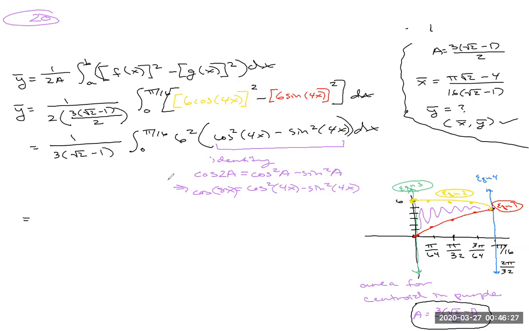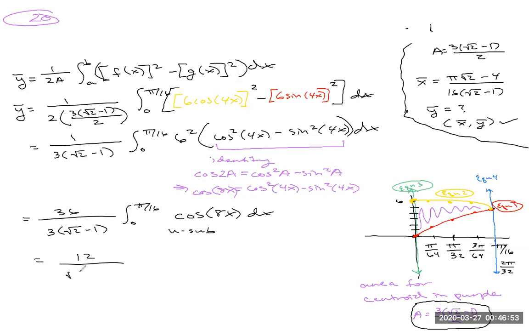All right, so we have 36 that comes out divided by 3 root 2 minus 1. And then we have the integral from 0 to pi over 16 of cosine of 8x dx. We can use a u sub here. And we can simplify 36 over 3. So this integral turns into 1 over 8 sine 8x from 0 to pi over 16. Eight can come out. It's going to cancel down with the 12 to 3/2. You still have root 2 minus 1 as a factor multiplied in the denominator.